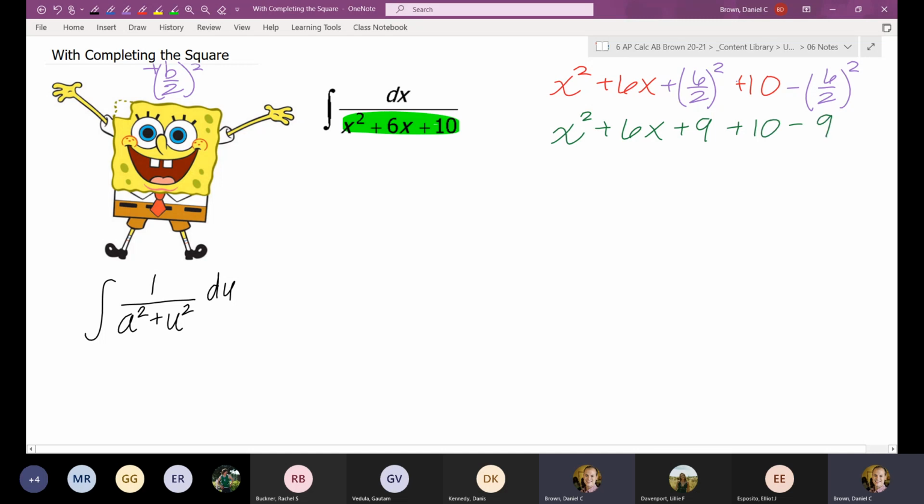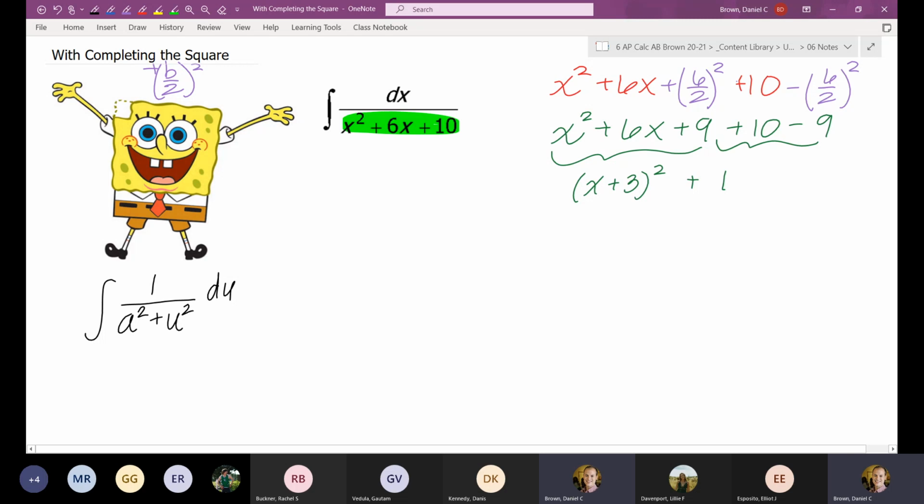Again, what I have in green is still the same denominator. The first 3 terms, that's what we call completing the square. We force that to be a perfect square trinomial. 2 numbers that multiply to give you 9 but add to give you 6 is 3. So that's the same thing as saying x plus 3 squared. And then the last 2 numbers we can just combine together: 10 minus 9, positive 1.